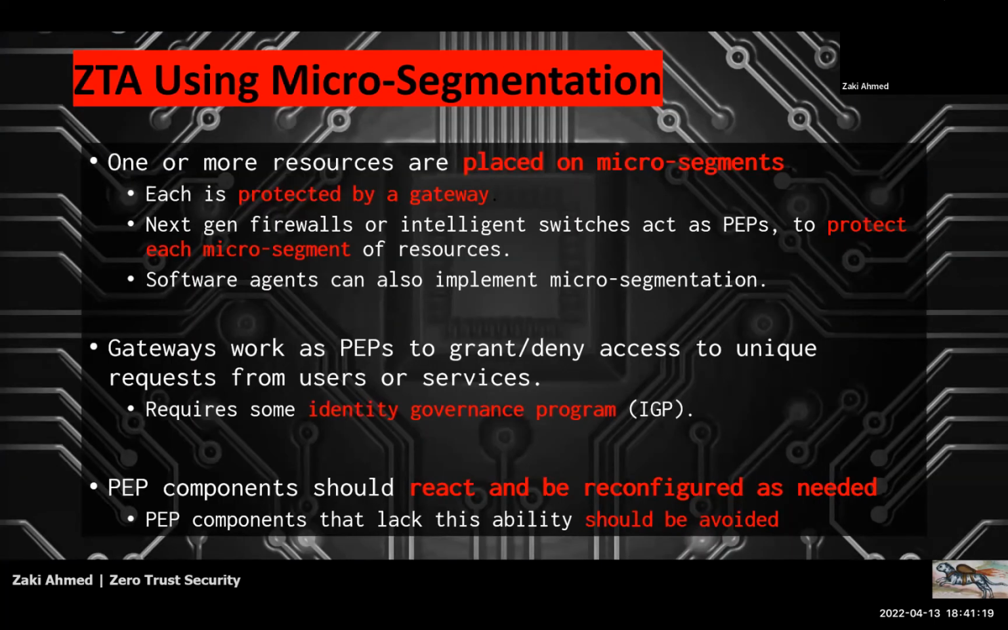Microsegmentation. In this approach, resources are placed on microsegments, each protected by a gateway. Next generation firewalls act as policy enforcement points to protect each microsegment, and gateways act as policy enforcement points to grant permission or deny it.